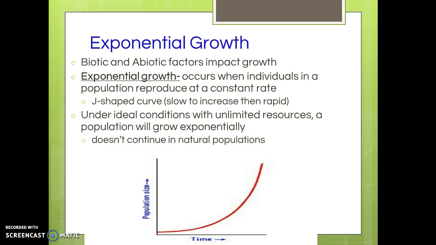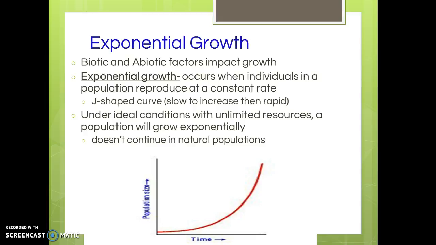So we know that biotic living things and abiotic non-living things will impact the growth of a population. If we allow those things to be unlimited in supply, then we would see exponential growth. It's called a J-shaped curve or a J-curve. It slowly increases, but once it starts to curve up, there's a rapid increase in numbers. So under ideal conditions, with unlimited resources, a population is going to grow exponentially. This doesn't happen regularly in natural populations.